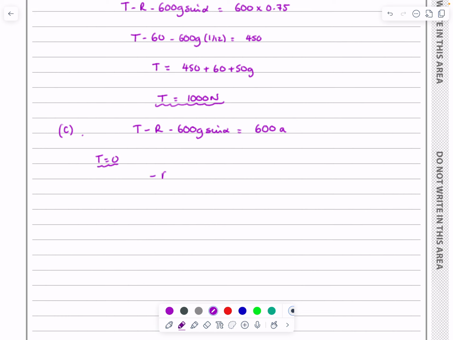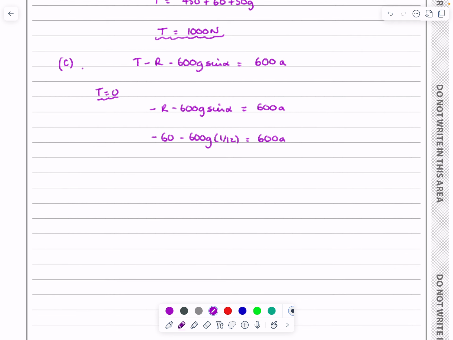So minus R minus 600g sine alpha is going to equal 600a, and we know what R is, so let's put that in as well, minus 60 minus 600g sine alpha. We know what sine alpha is as well, a 12th, is equal to 600a. So a here is going to work out to be negative, which is absolutely what we want, isn't it? Because it's going to slow down to 0. So if we tidy all that up, a works out to be minus 11 over 12, which is absolutely what I wanted, some sort of negative acceleration now.